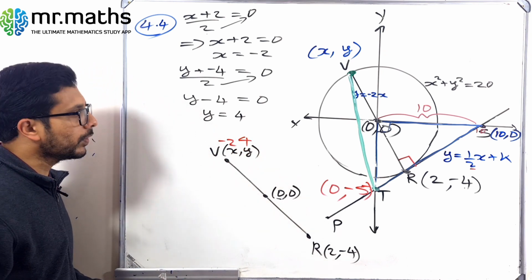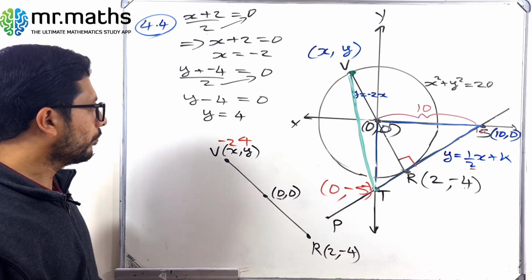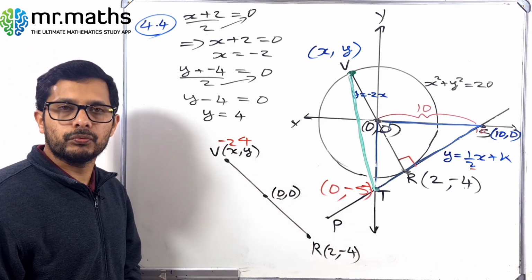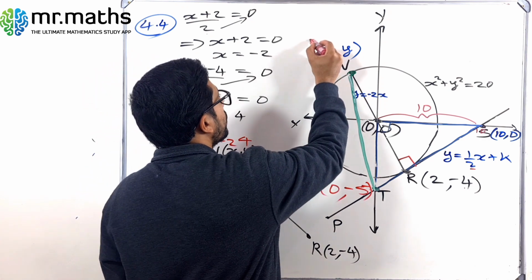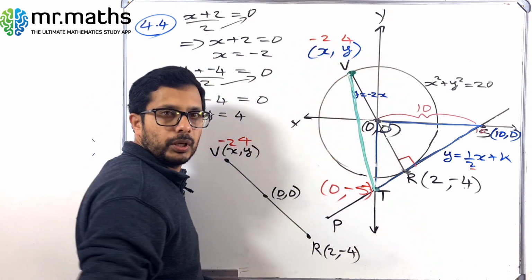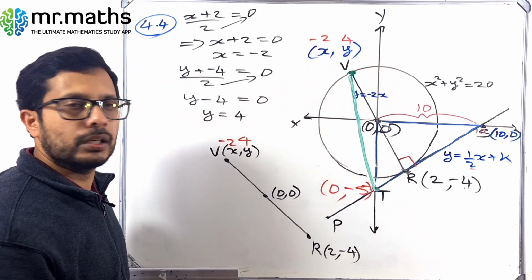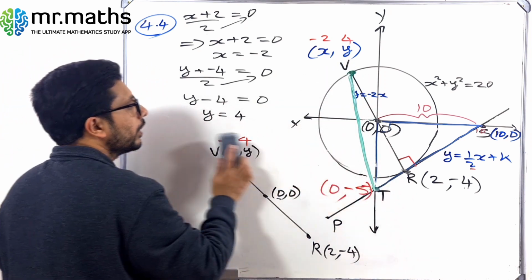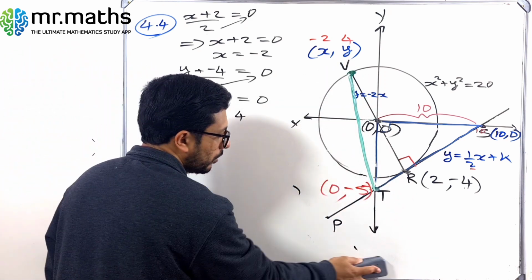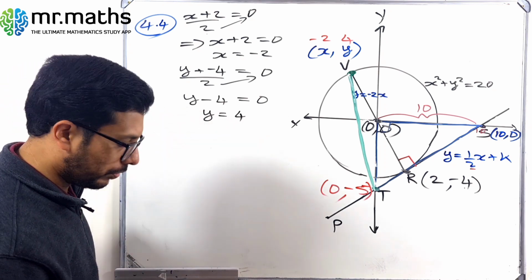Am I right? So here the coordinates of V are -2 and 4. So now we know this is -2 and this is 4. Am I right? So we can easily find the length of the line VT. We know both the points, so we can apply the distance formula. So apply the distance formula now.